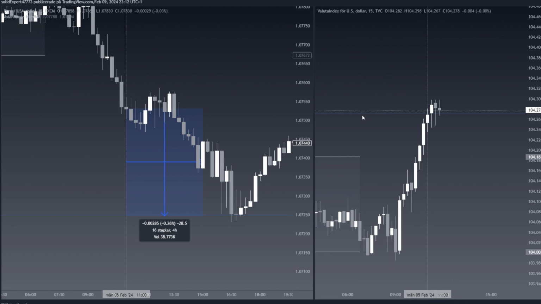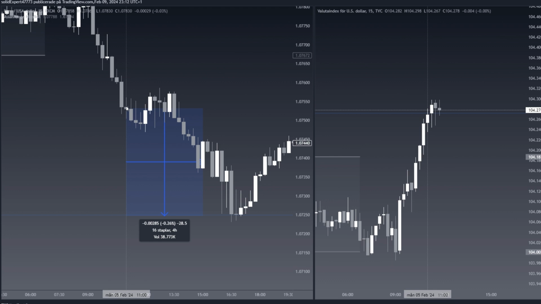Simply what happened is that you can see the DXY on the right chart, but what happened on the DXY is that it took the drawn liquidity much earlier than Euro USD took the drawn liquidity. This is a future projection because now you know that the DXY has taken the drawn liquidity. You can see it took the drawn liquidity Monday, 5th of February 2024. This is a really new example of it. 11:00.